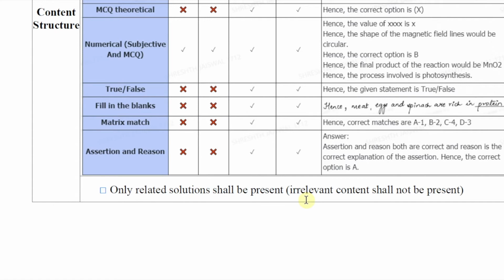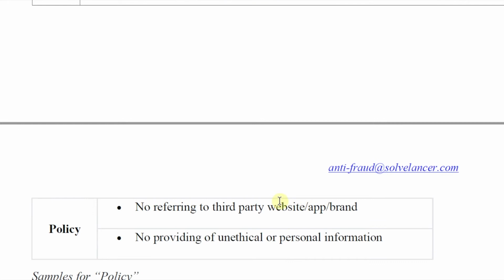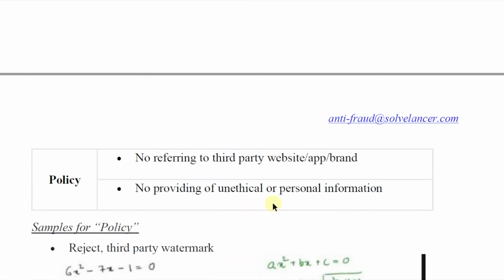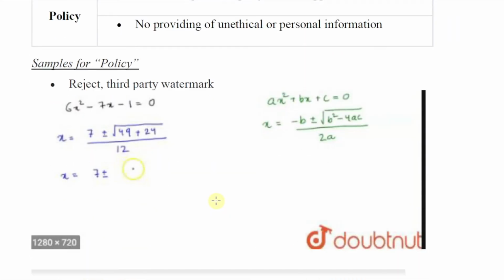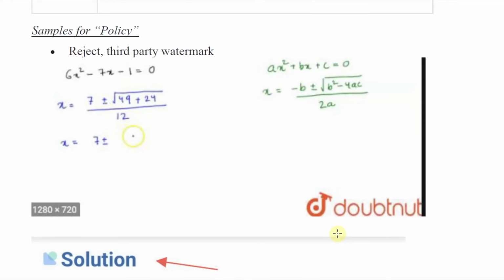So this is a very important role for the quality inspector to check. Now if you go to the policy, there should be no referring to a third party, website, app or brand, and no providing of unethical or personal information. Let's look at a few samples for the policy. Here we see a sample with the third party Doubtnut company logo, so we have to reject this type of answer.